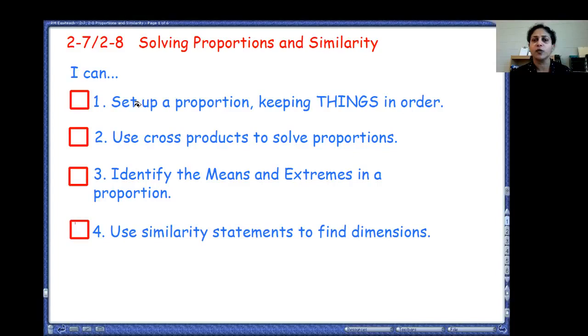Number 1, setting up a proportion is very important because if you do the wrong proportion, your answer will never be correct. So we're going to learn how to do that. Number 2, you are already familiar with this, cross products, but we shall do a little bit more. Number 3 is something brand new. And number 4, some of you may not be familiar with similarity statements. So let's go ahead.